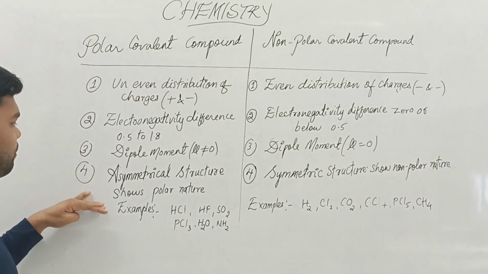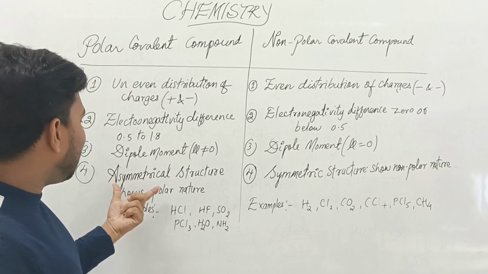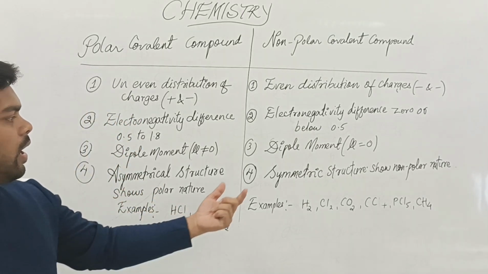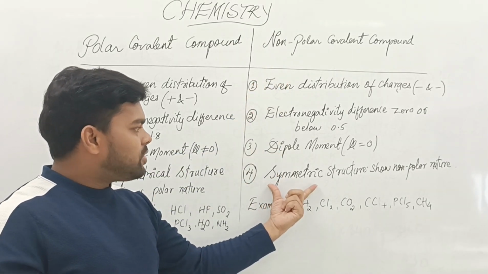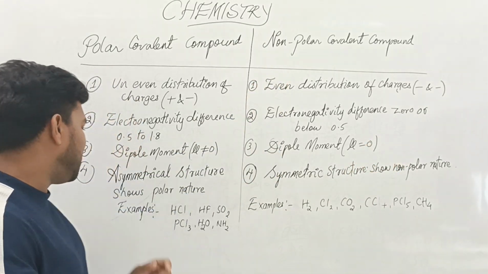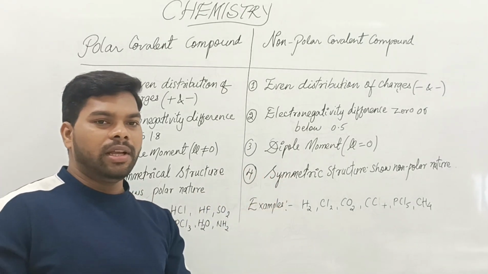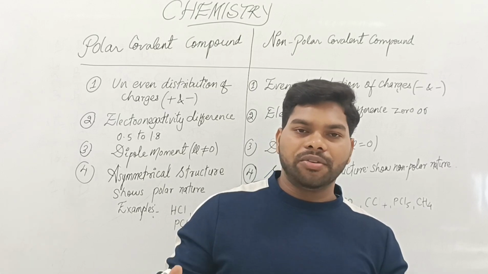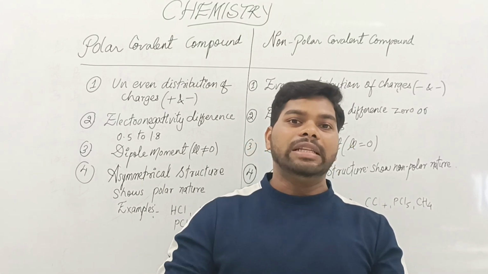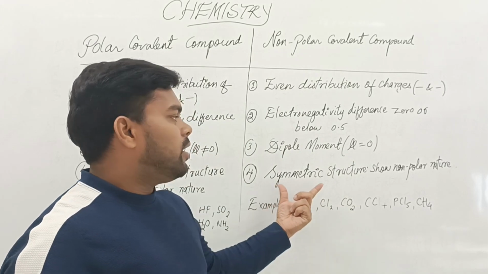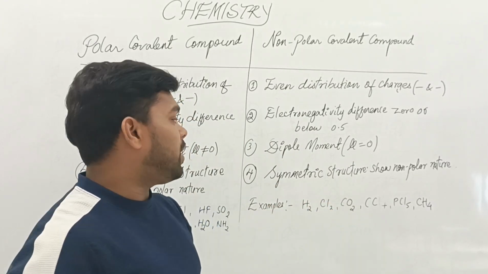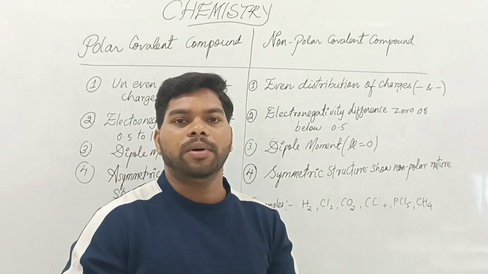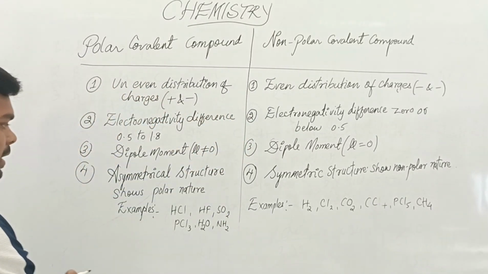The last point is that an asymmetrical structure shows polar nature. However, a symmetrical structure shows non-polar nature. What is the meaning of asymmetrical and symmetrical? For a symmetrical structure, basically we have a geometry, right? Like tetrahedral or trigonal planar or linear, something like that. So it is closely related to the symmetrical structure, or simply the geometry of the compound. So that is pretty clear.